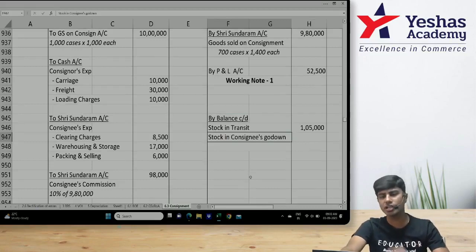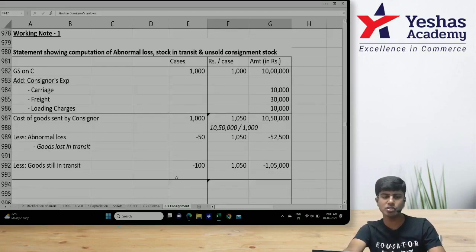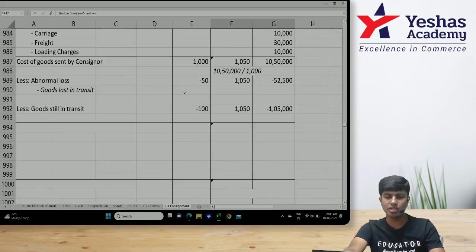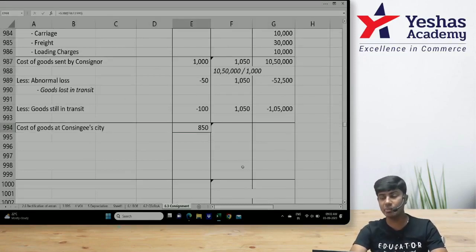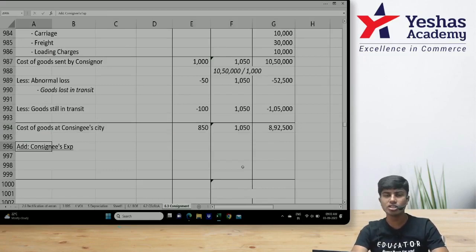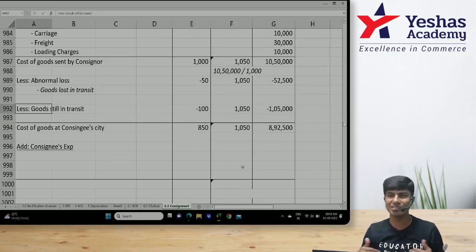How much is the stock with the consignee? We'll write it separately. Out of 1,000, 50 are gone and 100 are in transit, so with the consignee it will be 850. Then the consignee is incurring some expense. Sir, why don't you add that expense for goods still in transit? The consignee will incur expense only for the goods that he receives. Without receiving the goods, how can he pay transportation expense?